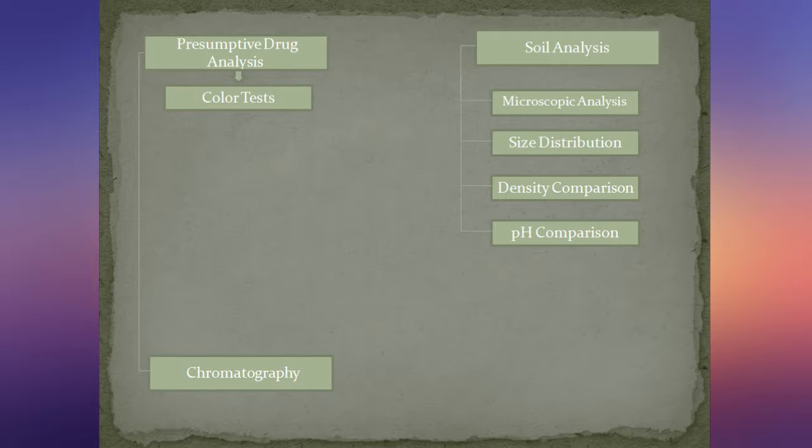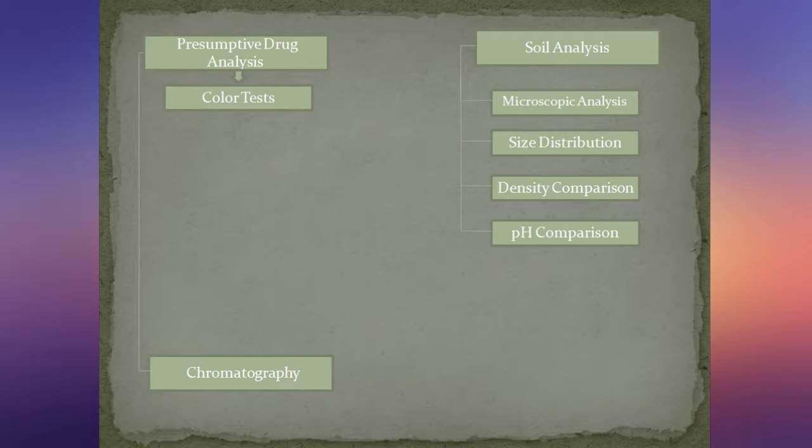There are two kinds of analysis, which are the presumptive drug analysis and soil analysis. Presumptive drug analysis contains color tests. Color tests are sometimes called spot tests. They are examples of presumptive drug tests used to probe question drug samples for their chemical properties.